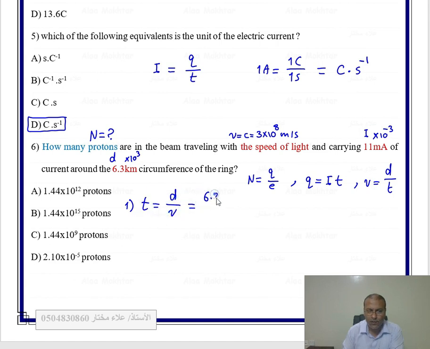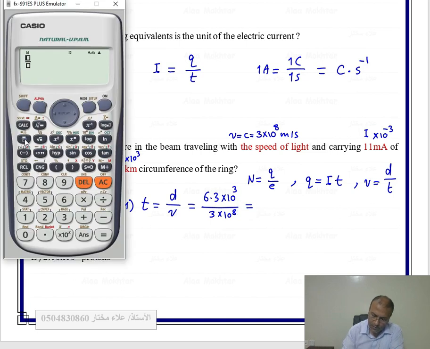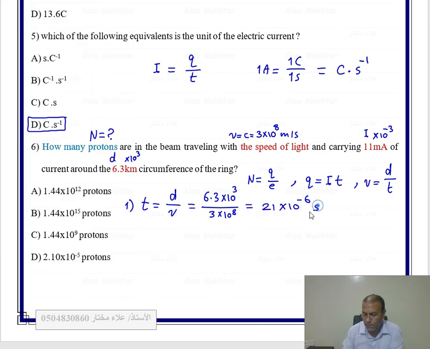Distance is 6.3 multiplied by 10 to power 3 to convert from kilometer to meter. Divide by 3 times 10 to power 8, the speed of light. Using your calculator, 6.3 times 10 to the power 3 over 3 times 10 to the power 8. The answer is 21 times 10 to negative 6 seconds. It's the first step. Now I can calculate charge.